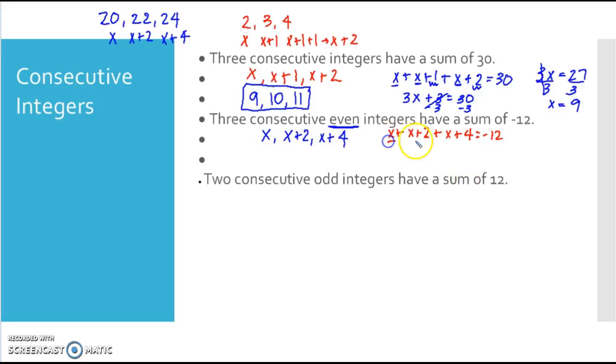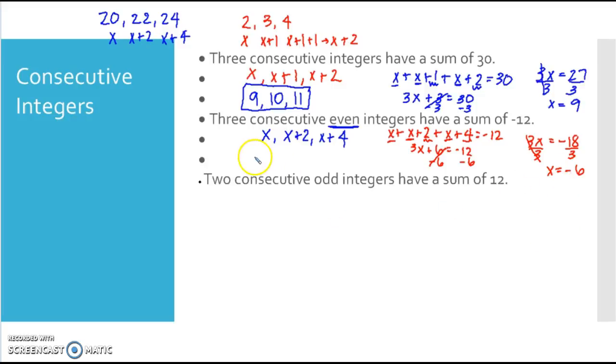Combine my like terms. So I've got x, x, x. So I've got 3x. And then I've got 2 and 4, which give me 6, equals negative 12. Subtract 6 from both sides. Come around this side. So 3x equals negative 12 minus 6. I'm on the negative 12th floor. I'm going down 6 more. So I've got negative 18. Divide by 3. x equals negative 6. Not my answer.